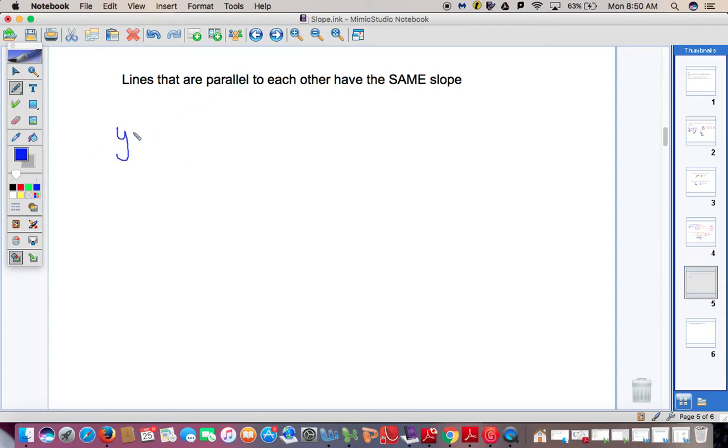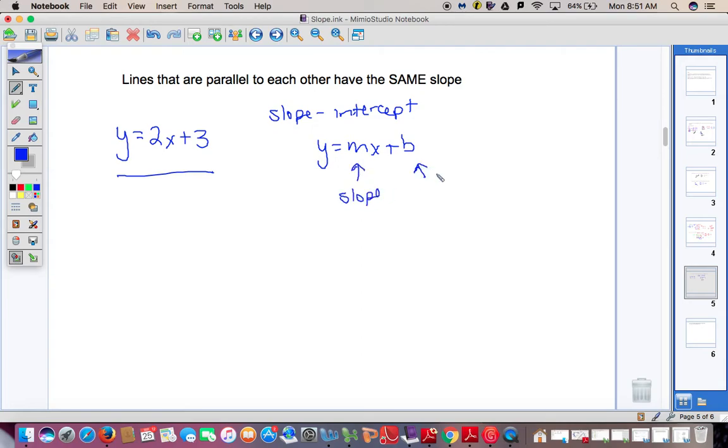So you can have the equation of y equals 2x plus 3, and this shouldn't be new to you, but this is called slope-intercept form. That's y equals mx plus b, where m is your slope and b is your y-intercept. Okay, so here my slope is 2. So any other line that has a slope of 2 is going to be parallel to this.